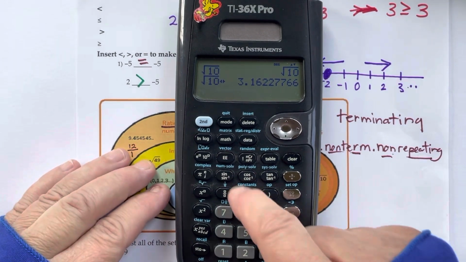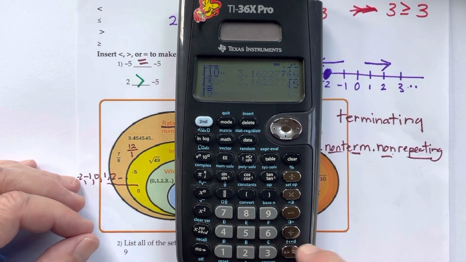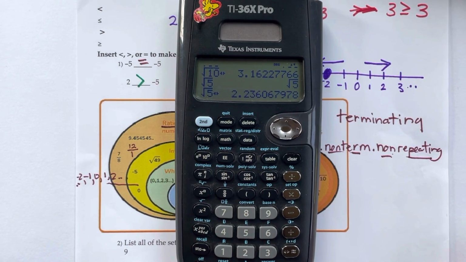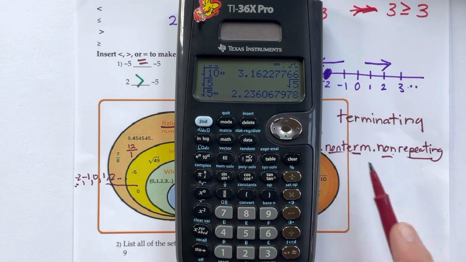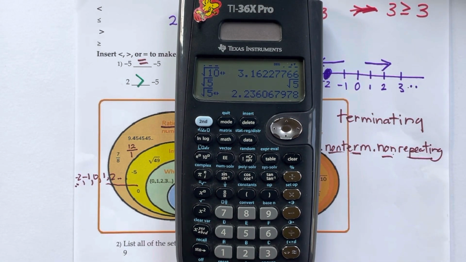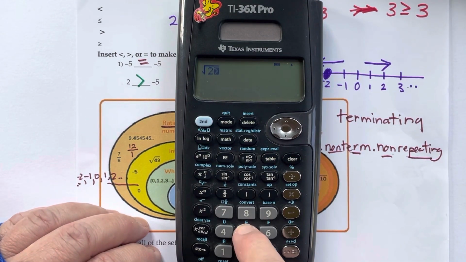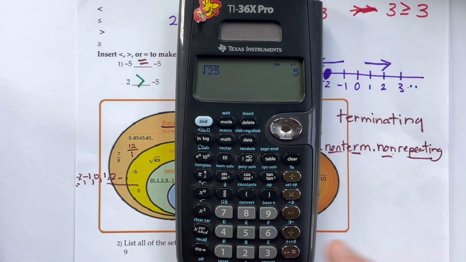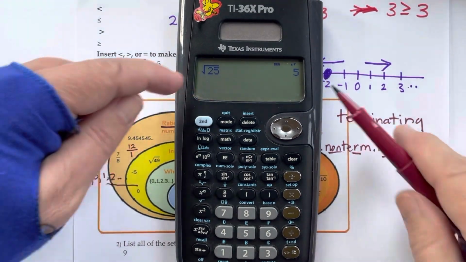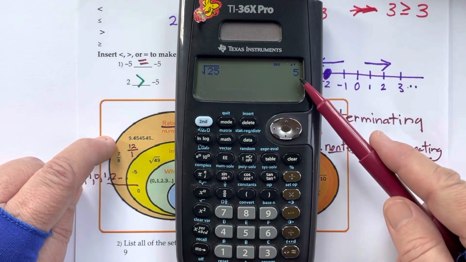Or you could try the square root of 5. It's going to be irrational also. And it's 2.236067978. It keeps going, non-terminating, and doesn't repeat a pattern, okay? Unlike something like the square root of 25, some things when you square root them turn out really nice, okay? It's 5.0. Square root of 25 would be rational because it terminates, it ends.